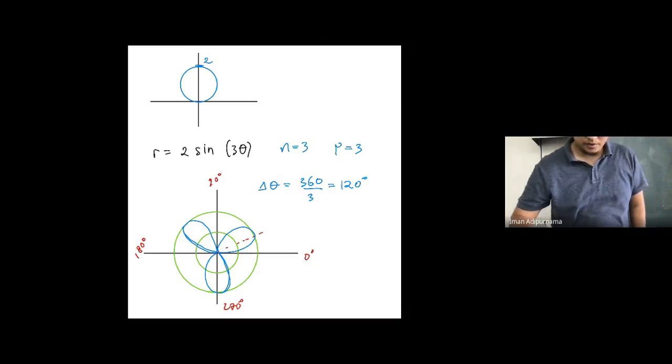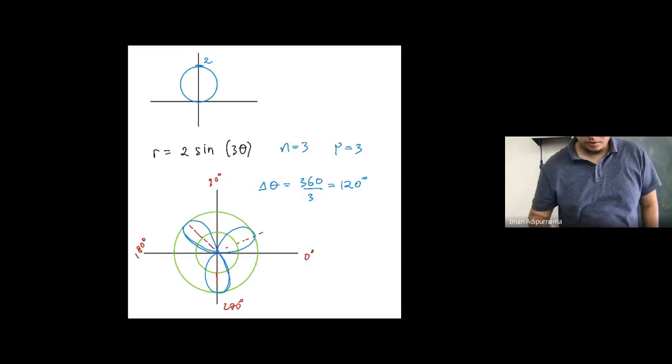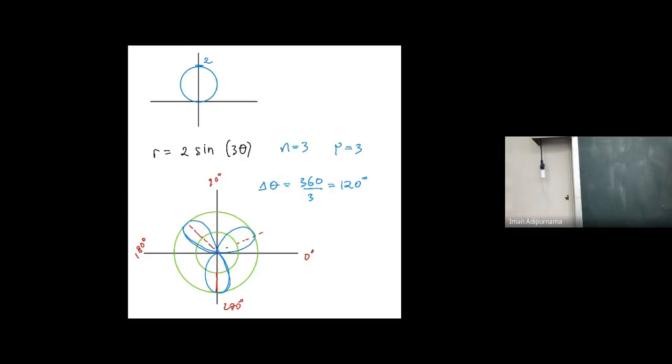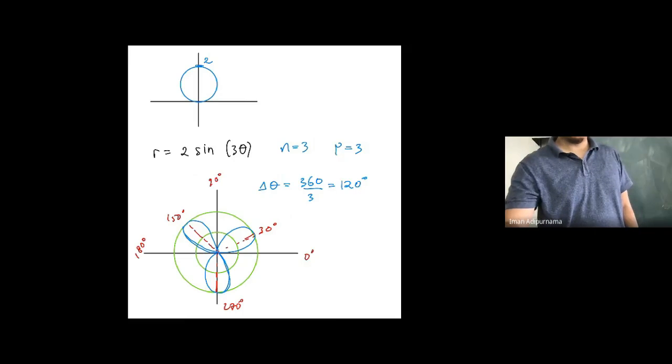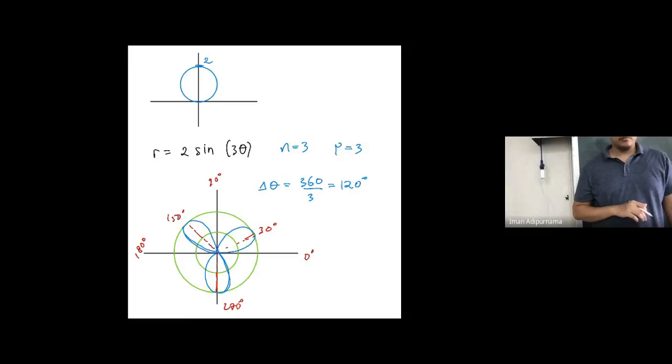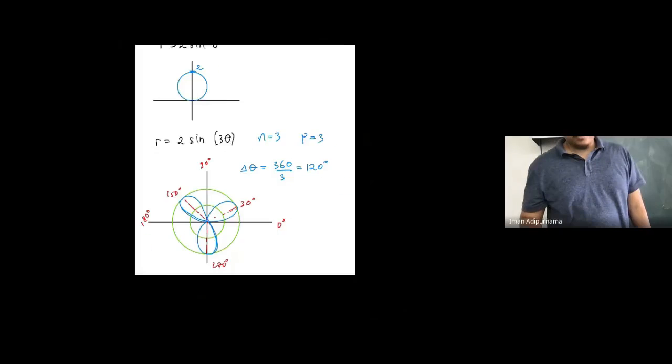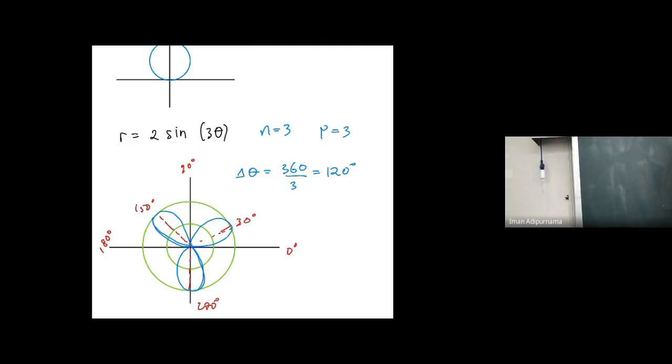Okay, so this 270, should be 150, and this should be 30 degrees. Okay. So why do I know that the petals are like this? Okay, so there's a pattern.